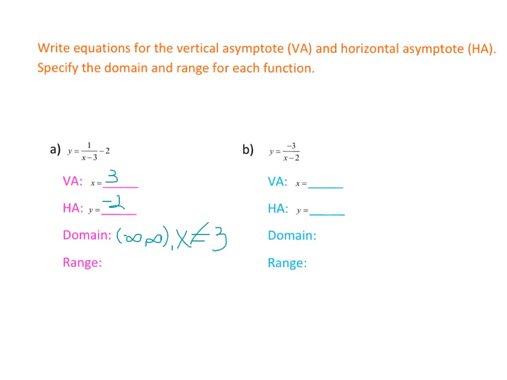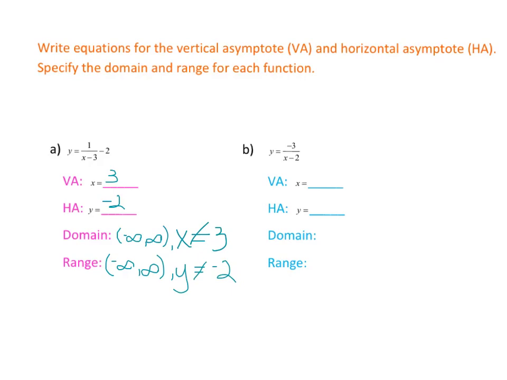The range for a rational function is also from negative infinity to positive infinity. It also has an exception though, and that is y cannot be negative 2. And that's because y cannot be the horizontal asymptote. Now let's look at example B.